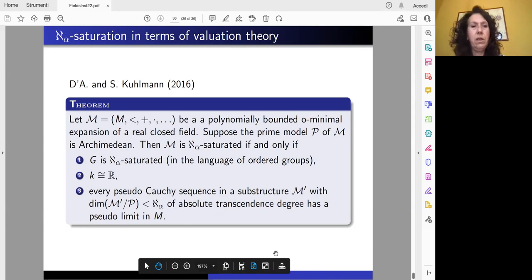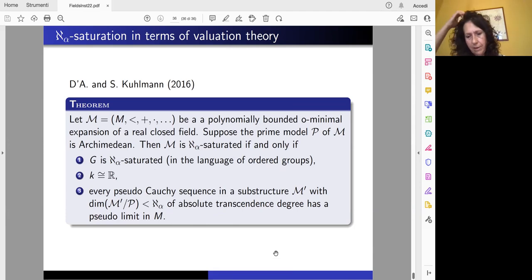So this is what I wanted to say, putting together real closed fields and Peano arithmetic and the tools from valuation theory, which have helped us to understand and characterize more of the results, and also give us some examples in our settings. Thank you.